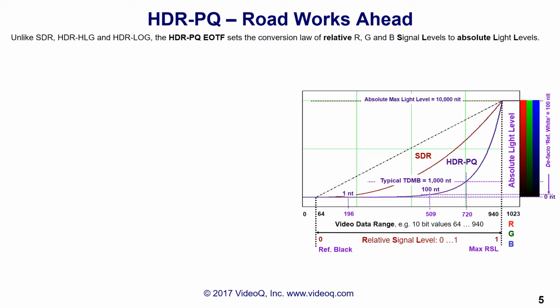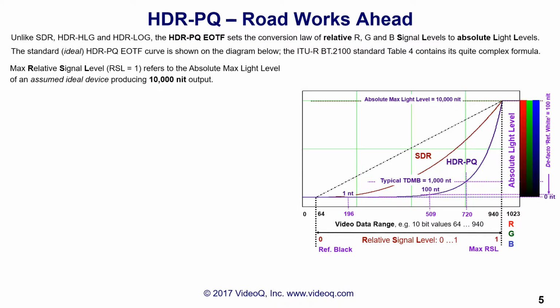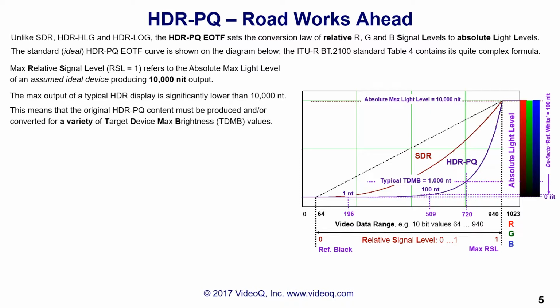Unlike SDR, HDR-LG, and HDR-log, the HDR-PQ electro-optical transfer function sets the conversion law of relative RGB signal levels to absolute light levels. The maximum output of a typical HDR display is significantly lower than the PQ format limit of 10,000 nits. Therefore, the HDR-PQ content must be produced and/or converted for a variety of target device maximum brightness values.